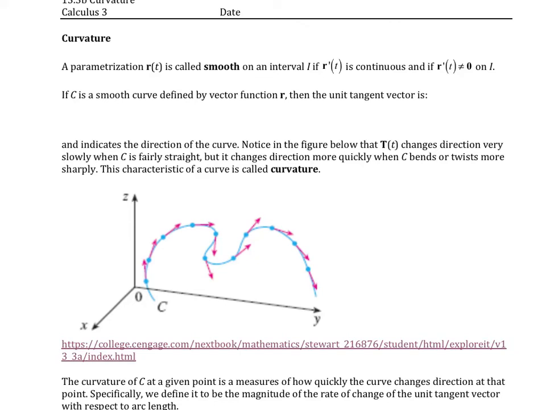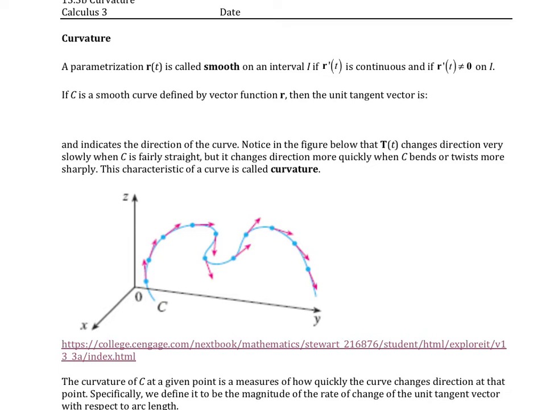Hi guys, today we want to talk about curvature of a smooth curve. So let's define what smooth means. A parameterization r of t, a vector valued function r of t, is called smooth on a given interval if the derivative of that function r of t is continuous and if it's not equal to the zero vector.